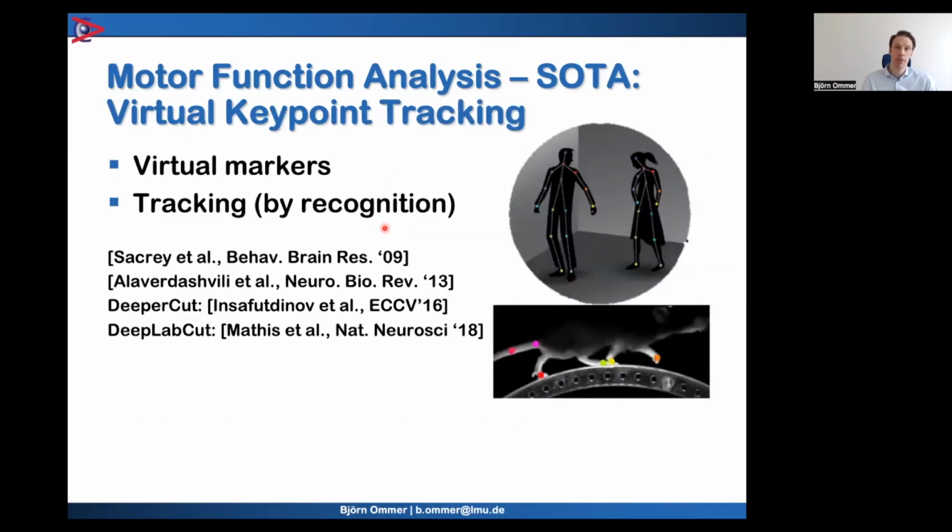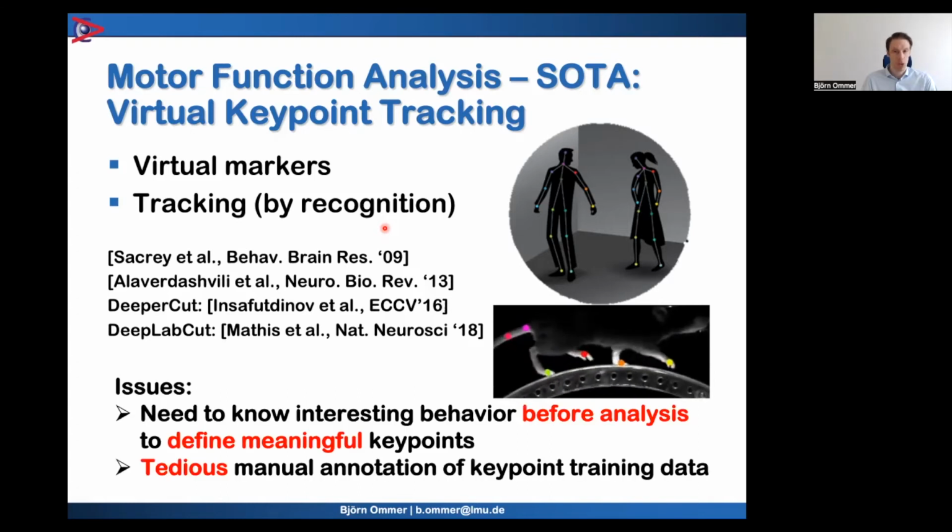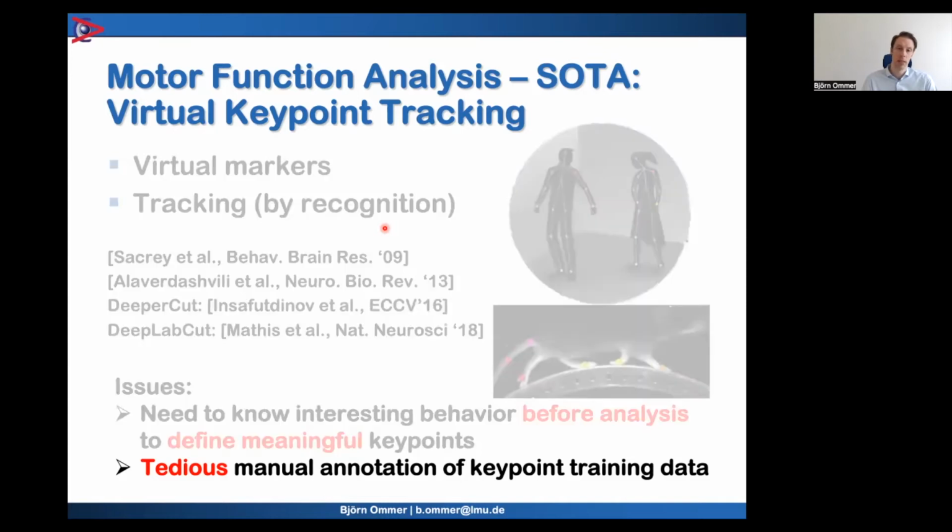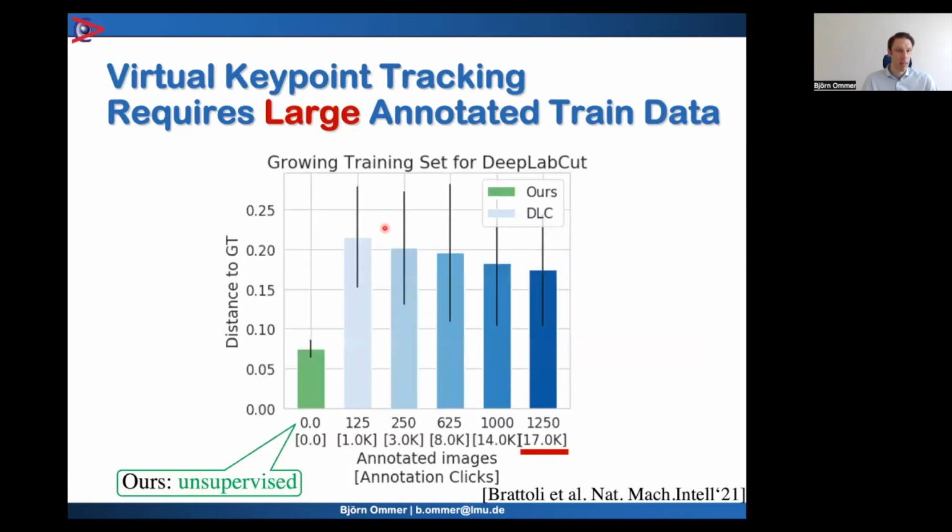An alternative is visual key point tracking, such as the classical tracking by recognition approaches and more recent renderings, such as the very popular DeepLabCut approach. These are great tools, but they entail their very own limitations. For instance, doctors need to know the deviating behavior before the analysis to select the meaningful key points that describe this deviation. Improper key points entail a negative bias on a subsequent analysis. Moreover, these techniques still require tedious manual annotation for training, as we can see in this analysis.